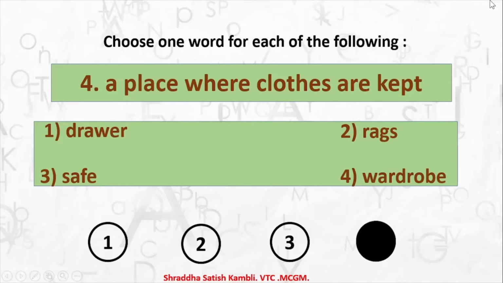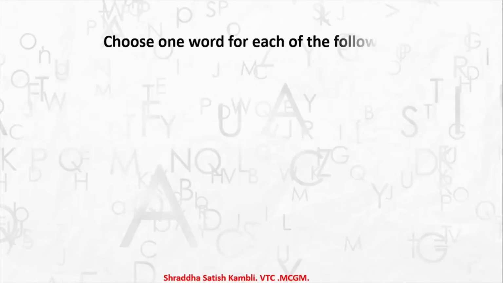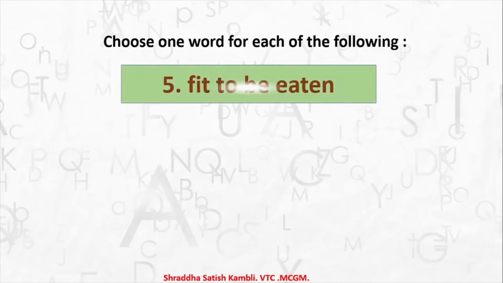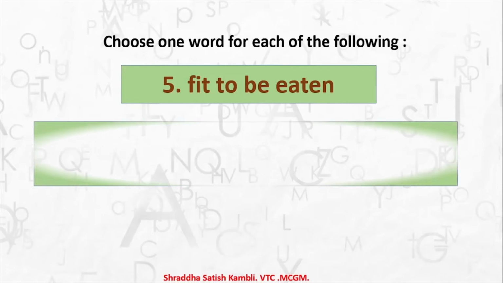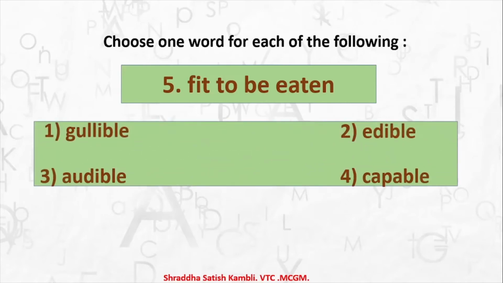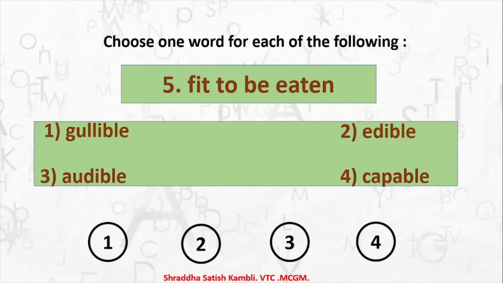Coming to the last example in this particular pattern, you have 5, fit to be eaten. So when something is fit to be eaten, what do you call it? That is, it is not spoiled and it is something which human beings can eat. So what do you call it? Do you call it gullible? Do you call it edible? Do you call it audible? Or do you call it capable? Yes, we call food which is fit to be eaten edible.